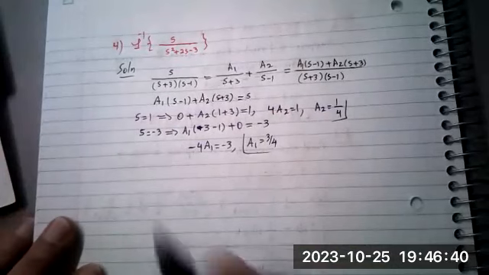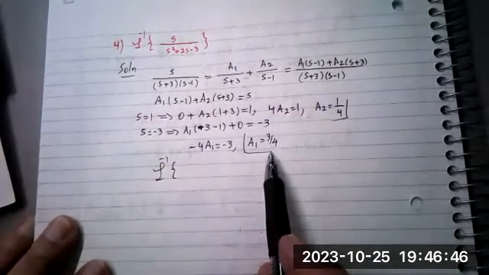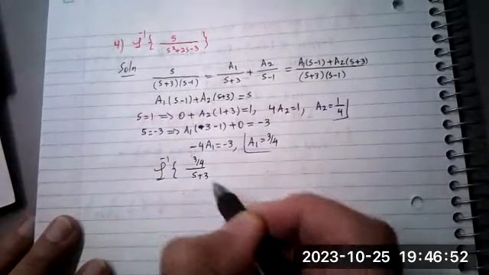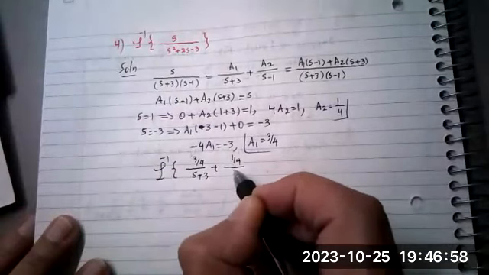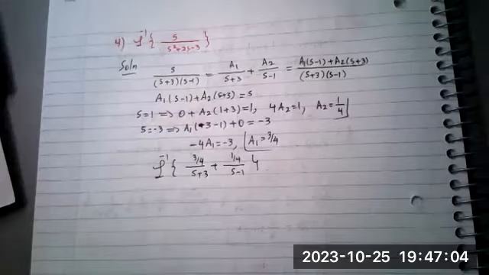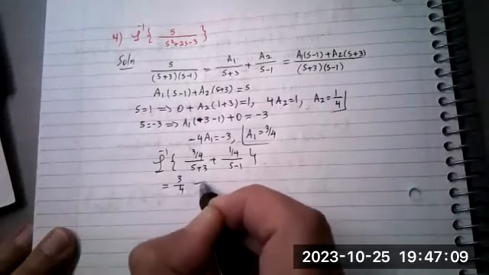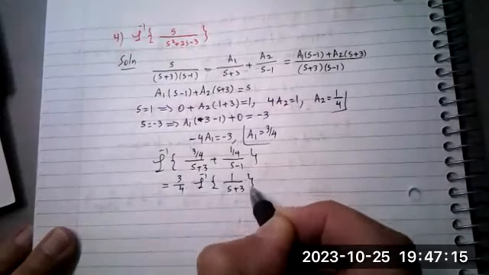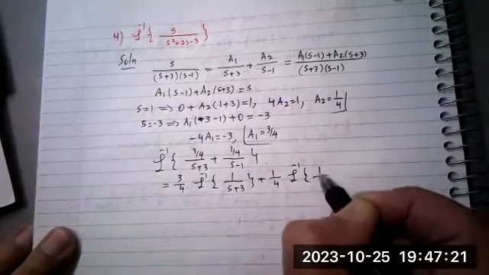Okay, going back, rewrite it. It's going to be Laplace inverse of A1, 3/4 over S plus 3, A2 is a quarter over S minus 1. You know that 1 over S minus a is an exponential function. So you don't need those coefficients, so you can put them out. So it's going to be 3/4 Laplace inverse of 1 over S plus 3 plus a quarter Laplace inverse of 1 over S minus 1.